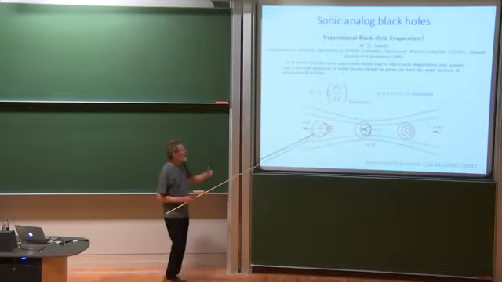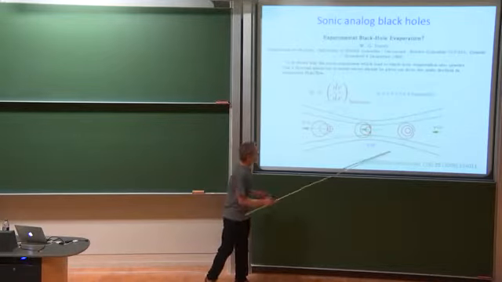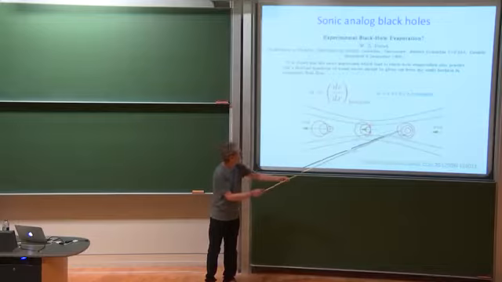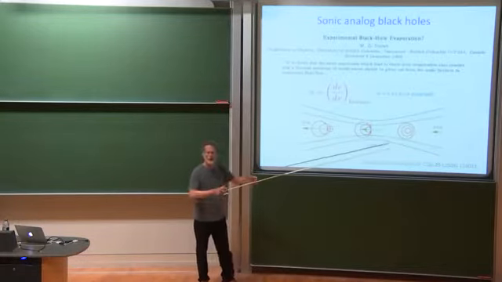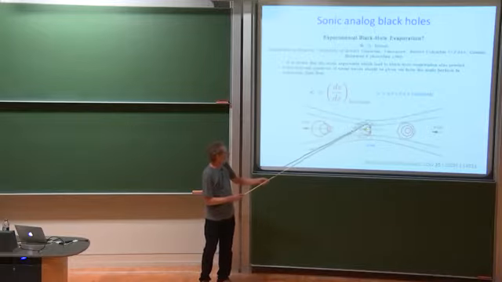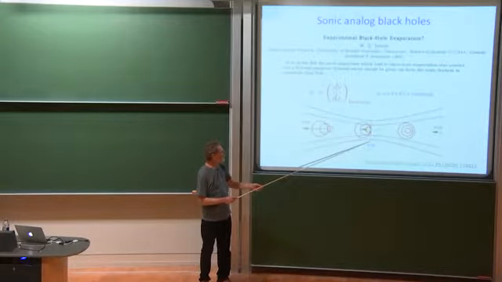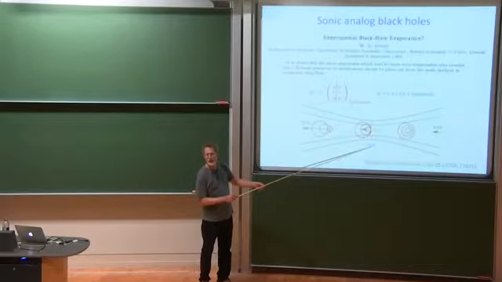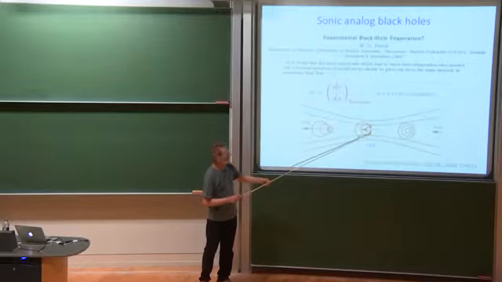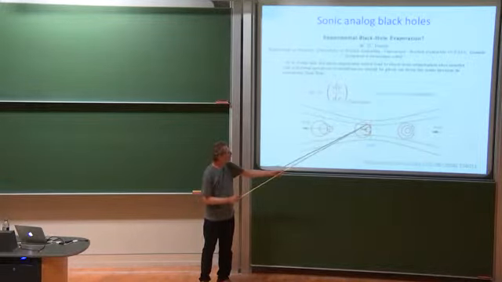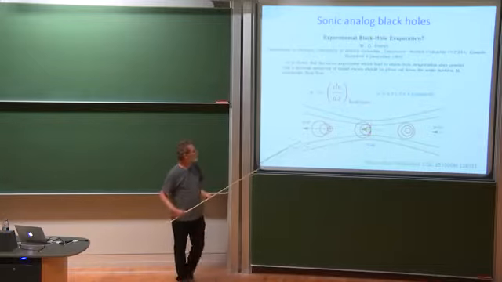So here's a cartoon of that from a paper by Ralph Schutzhold. Here's fluid flowing from right to left. These circles represent the wave fronts of sound waves. And here's the place where the fluid flow velocity, towards the left, matches the speed of sound in the fluid. So sound to the left of this midpoint cannot propagate past the midpoint to the right. So this acts like a horizon in the fluid flow.